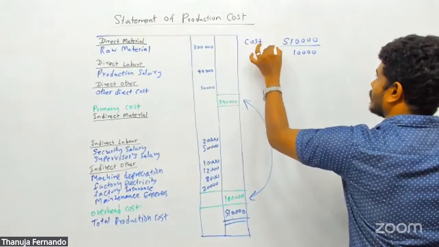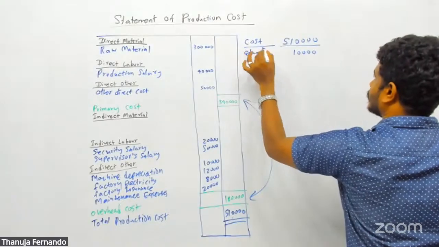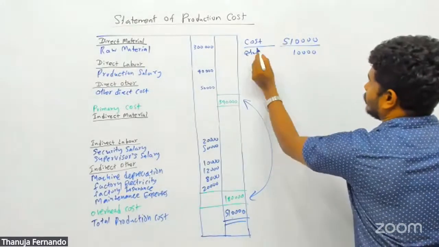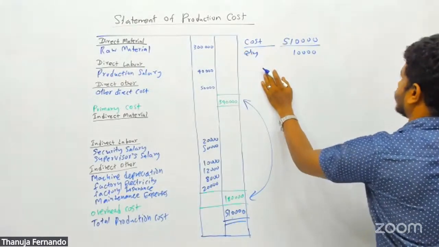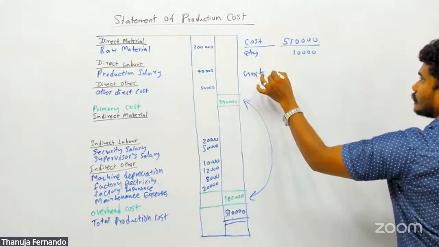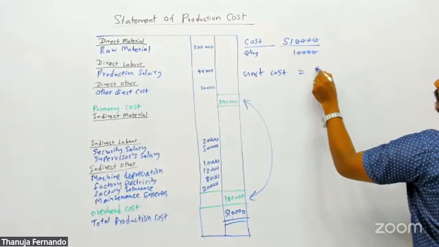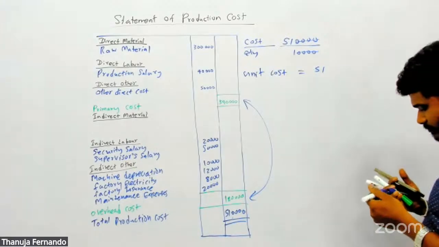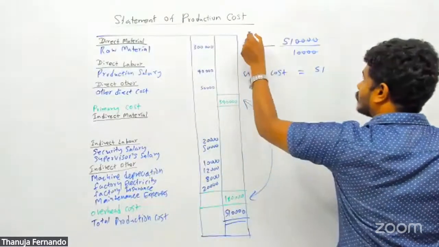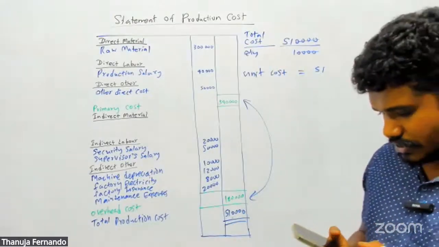Cost divided by the quantity of goods. When we divide the cost by the quantity, then we can get the unit cost. The unit cost is 51. Total cost divided by the quantity, then we can get the unit cost.